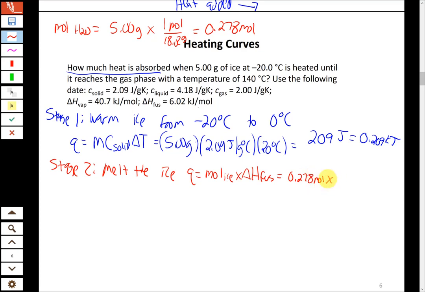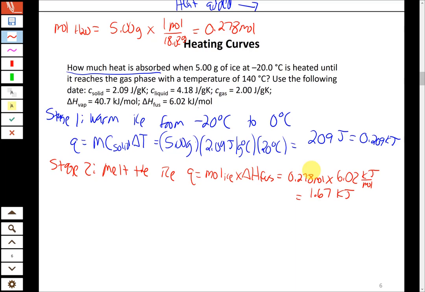And we're going to multiply that by the enthalpy of fusion, which is 6.02 kilojoules per mole. And again, pay close attention to units, because some of these are in joules, some are in kilojoules, so we have to make sure we're keeping that straight as well. When we multiply moles of substance by the enthalpy of fusion, that tells us how much heat is required to melt that amount of substance, which is 1.67 kilojoules. So that's the heat required to melt this ice once we get to 0 degrees Celsius. So we have 2 of those stages down now, color-coded as I showed in the previous diagram.